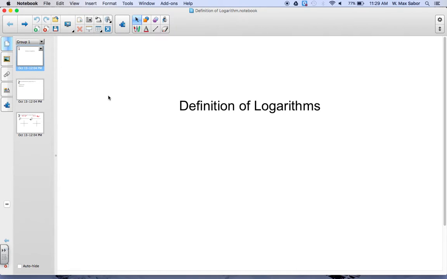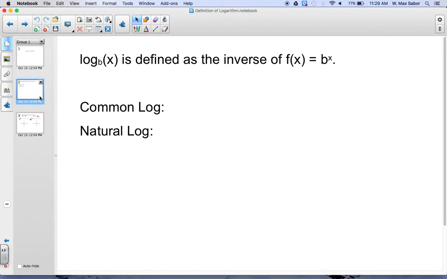So today we're going to talk about what is a logarithm. What is the definition of a logarithm? So log base b of x is defined as the inverse of f of x equals b to the x. So for any specific b value, you can take that exponential function, and it'll look something like this. And it's 1 to 1, and because it's 1 to 1, it has an inverse. That inverse is going to be log base b of x.